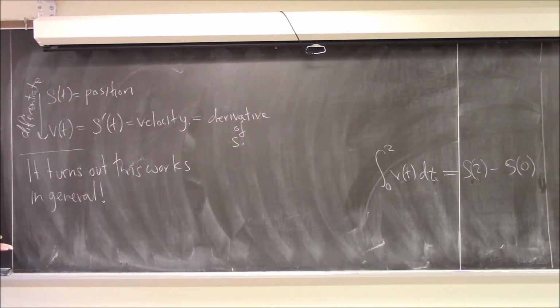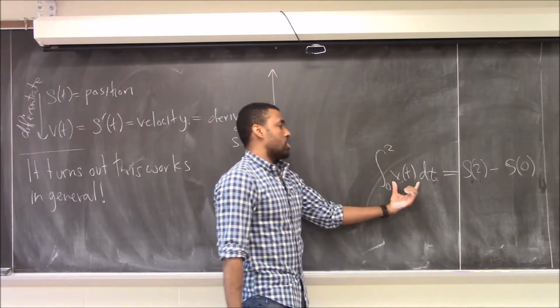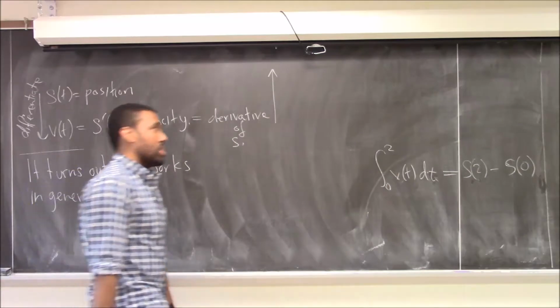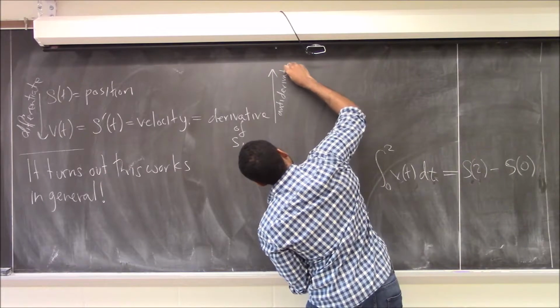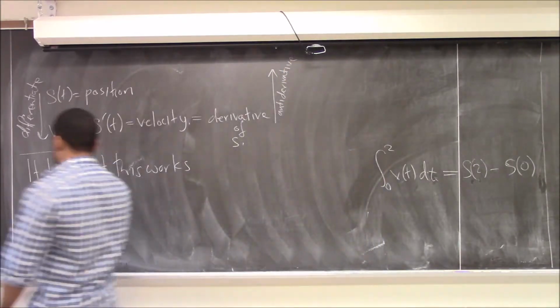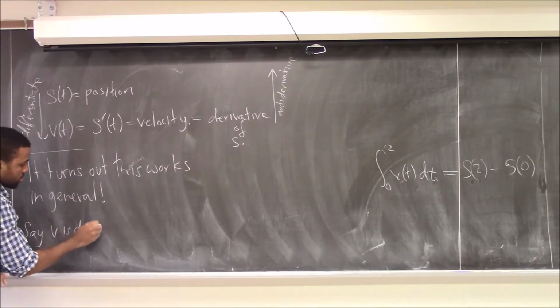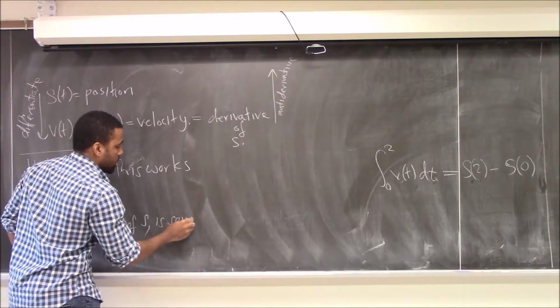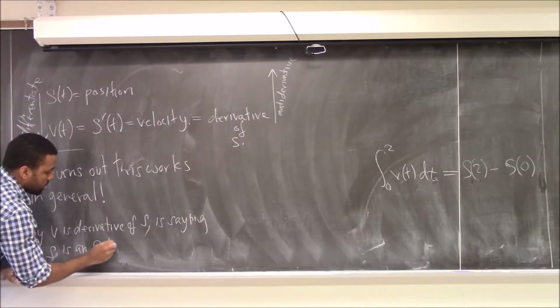It turns out, what if we wanted to kind of undo this process? What if we wanted to go from v back to s? I started out considering a question in terms of v, the answer ends up being in terms of s. So I'd want to go backwards. It turns out when you do that, you're taking an antiderivative. So saying v is the derivative of s is saying s is an antiderivative.